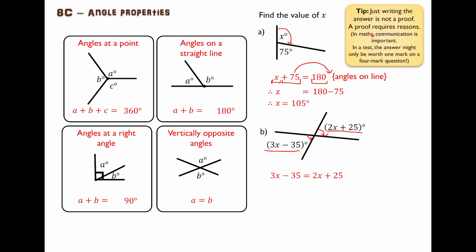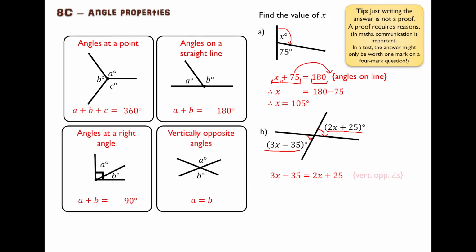A proof requires reasons. In maths, communication is important. For example, in a test, the answer might only be worth 1 mark on a 4-mark question. In real life, we collaborate, we work together. We need to be able to understand each other. So a proof needs reasons.